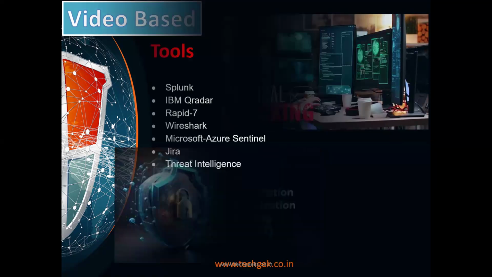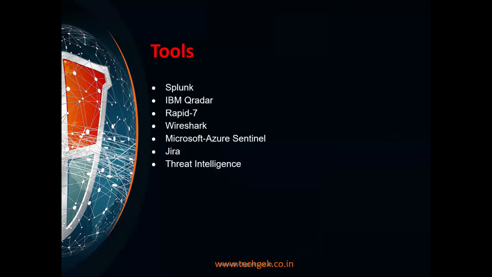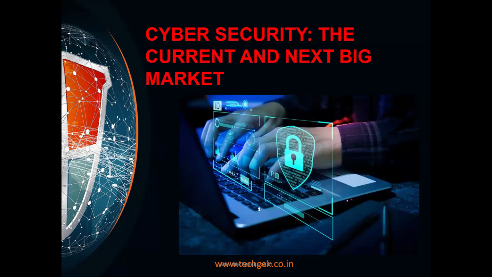This course covers tools, some of which are listed here: Splunk, IBM QRadar, Rapid7, Wireshark, and Microsoft Azure Sentinel. We'll also cover how to create a ticket using Jira and how the ticket gets assigned. We're going to discuss threat intelligence tools, what their involvement is, and how we're going to investigate using the threat intelligence model. We'll discuss that in detail to give you everything about cybersecurity, because it's the current and the next big market. We'll start these sessions straight away and help you understand everything required as a security professional. Got it?